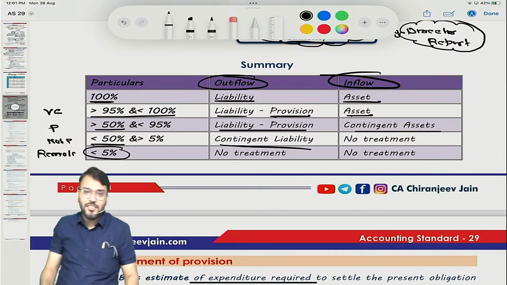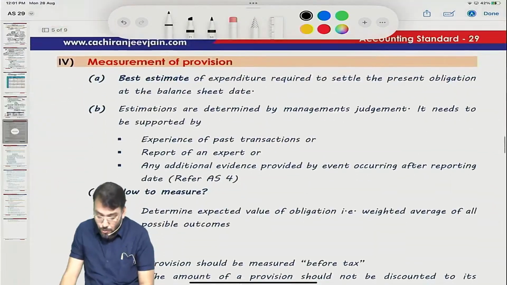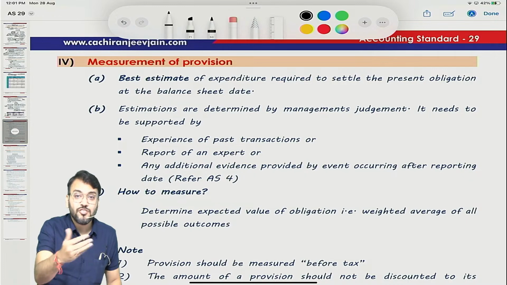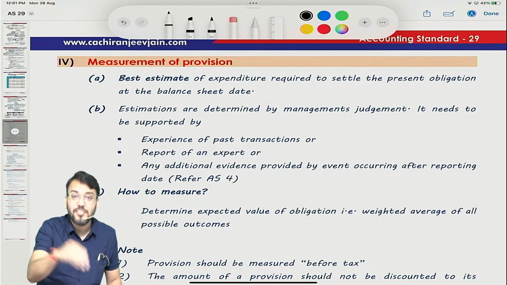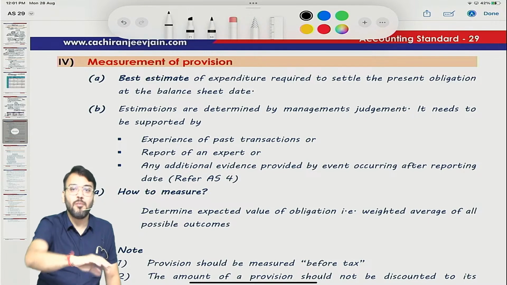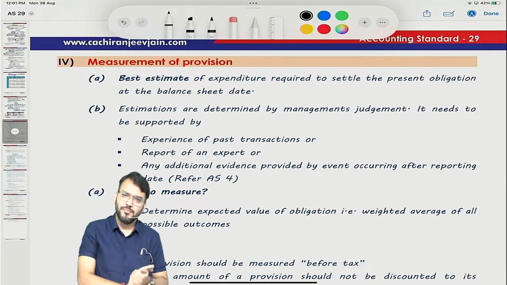So once we have understood these, what is required? Measurement. How to do measurement of provision? Because we can pass a journal entry only when the amount is measured. The amount is not known, so how to estimate that amount? That we need to understand.